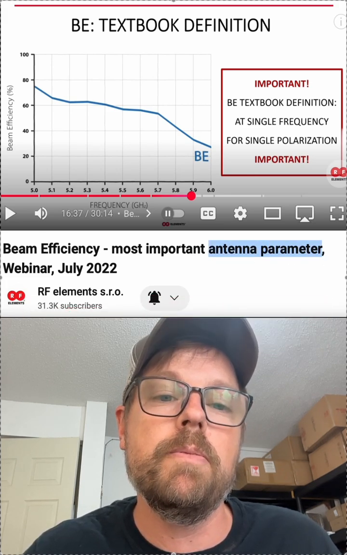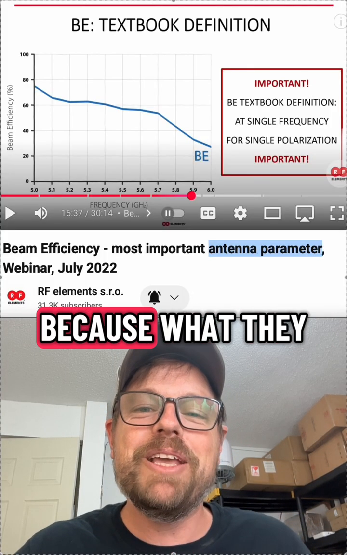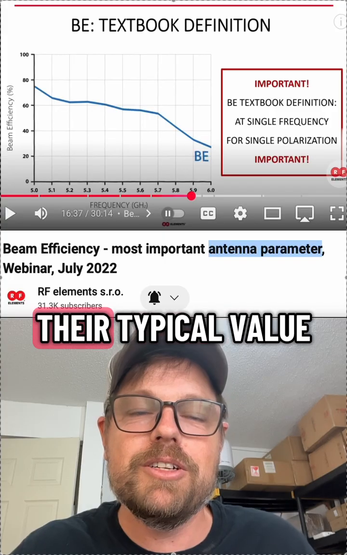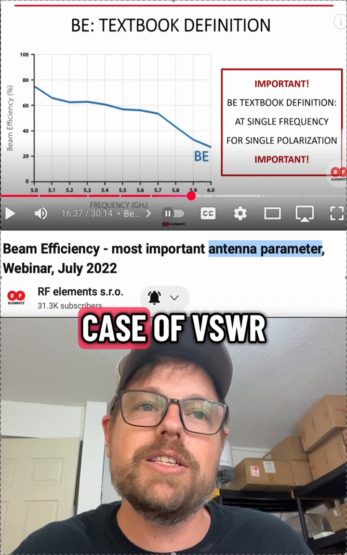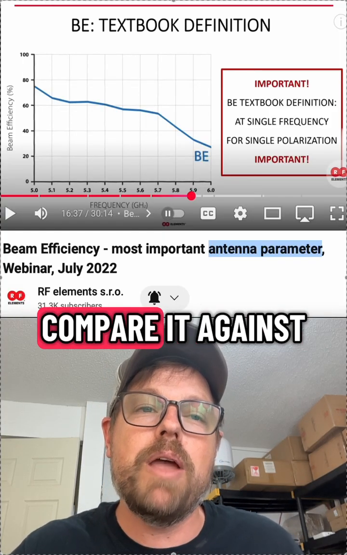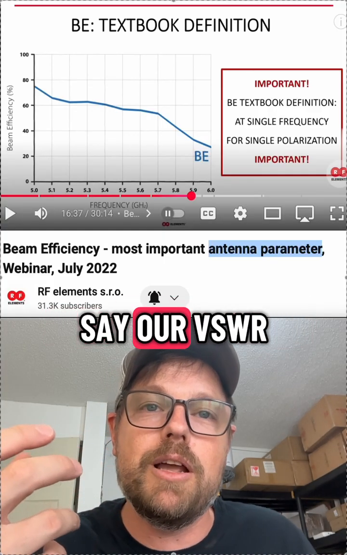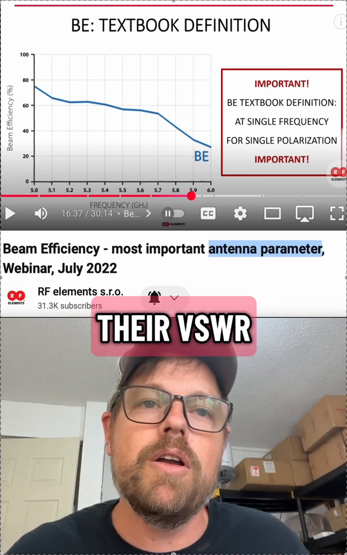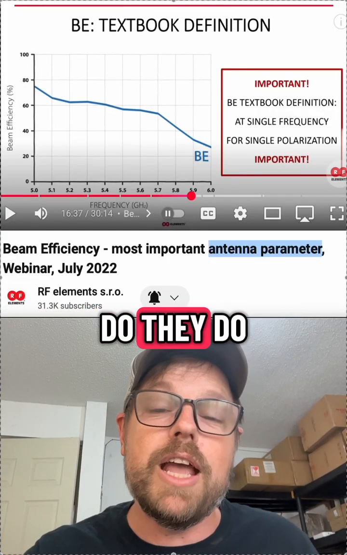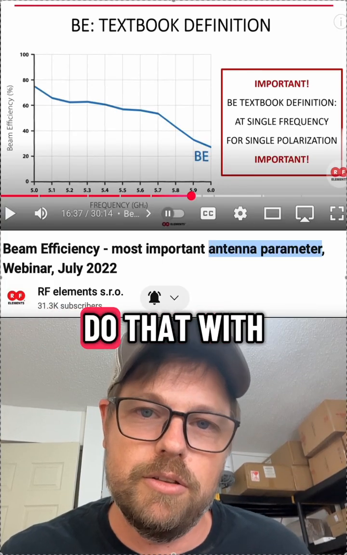That's what they are. And RF Elements is confused about this. I think purposely confused about this, because what they like to do is take their arbitrary value, their typical value, is what they call it. So in the case of VSWR, they'll take their VSWR typical, whatever that means, and then they'll compare it against their competitors' worst case value. And then they'll say our VSWR is better than their VSWR, because they're measuring their typical value against their competitor's worst case value. Do they do that with beam efficiency? Probably. I mean, if they do that with VSWR, why wouldn't they do that with beam efficiency?